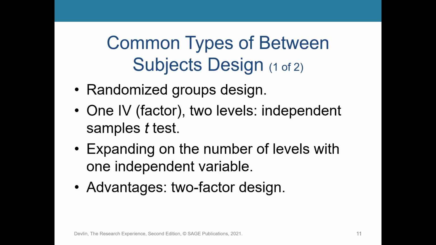So randomized groups designs, all that means is you're randomly assigning participants to groups, meaning they have an equal probability of being in X amount of groups that you have. So if you only have two groups, they have an equal chance of being in group 1 or group 2. And our simplest one is if you have one independent variable, or factor as we call it, with two levels, you would just do an independent sample t-test. This is the most basic type of analysis you could do.